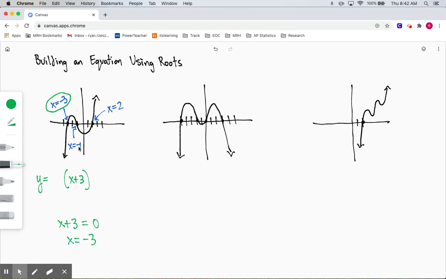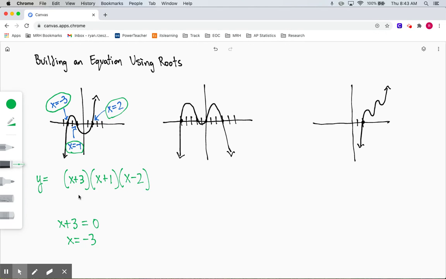Similarly, if I have x equals -1, that means x plus 1 is going to be a factor in my actual equation. And finally, if I have x equals +2, it's going to say x minus 2. You take your answer and think backwards and do the opposite to make each of your parentheses. If you solve these and set them equal to 0, you will get the x-intercepts that you see. So this right here is my equation for this graph.